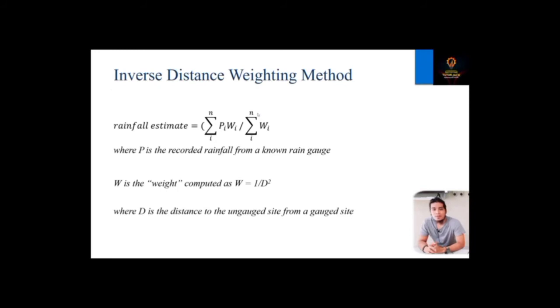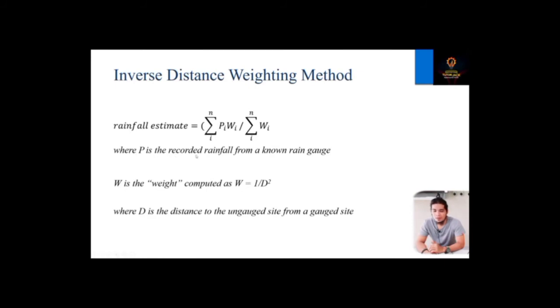So, ang gagamitin nating method ay yung tinatawag natin na inverse distance weighting method. So, ito yung equation niya, no? Rainfall estimate dito sa ungauge site is equal to the summation of PiWi divided by the summation of Wi.